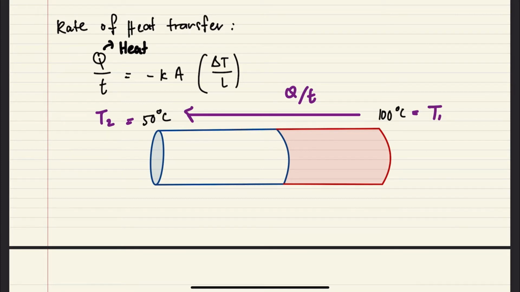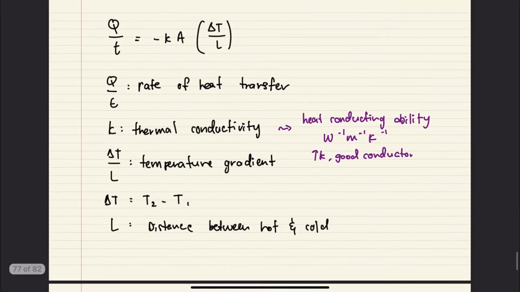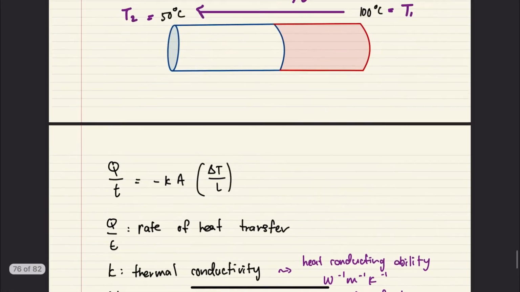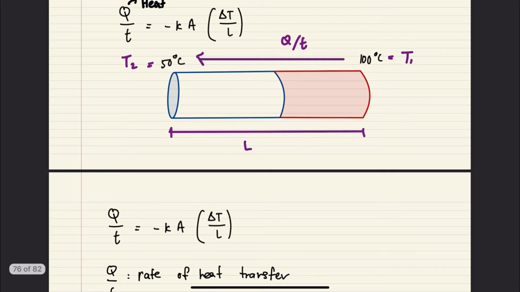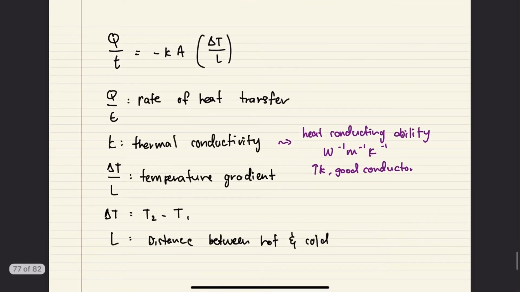L is defined as, I think right over here, the distance between hot and cold. So that one would be this one, the end to end distance. And then A is the surface area over here, the cross sectional area. And then delta T is basically T2 minus T1.